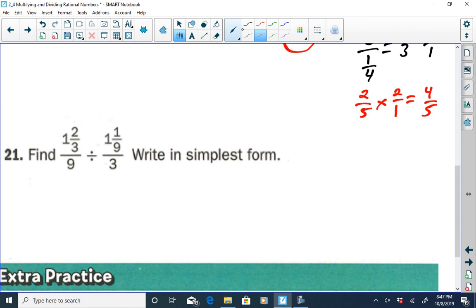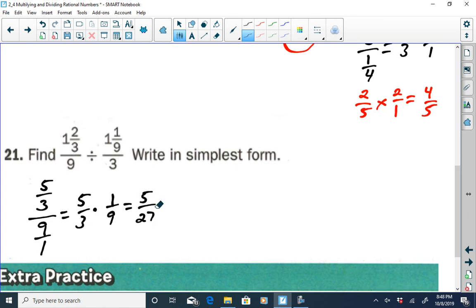We have another complex fraction. So let's see what that's going to be. I'm going to take care of this first. 3 times 1 is 3, plus 2 is 5. So that's going to be 5 over 3 divided by 9 over 1. So that's going to be 5 over 3 times 1 over 9. When I multiply numerator times numerator, denominator times denominator, that's 5 over 27. So this part here, that's 5 over 27.